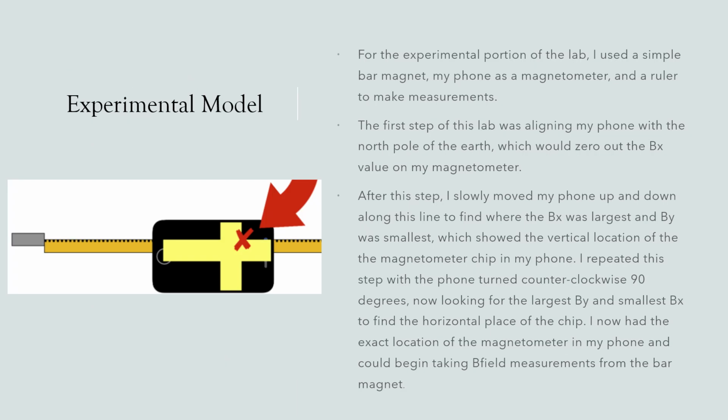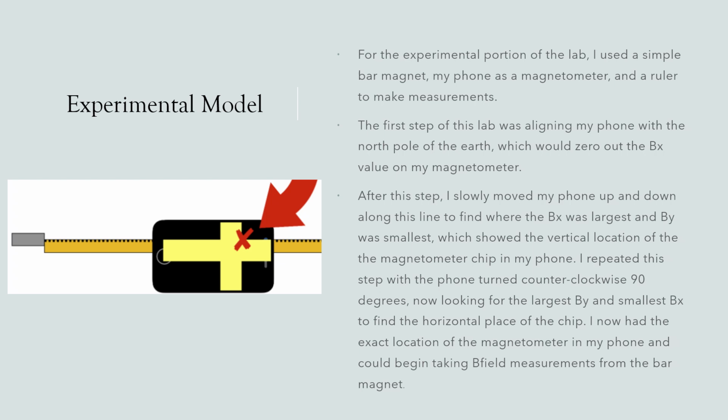For the experimental portion of this lab, I used a simple bar magnet, my phone as a magnetometer, and a ruler to take measurements. The first step of this lab was aligning my phone with the north pole of the Earth, which would zero out the Bx value of my magnetometer. After this step, I slowly moved my phone up and down along this line to find where the Bx was largest and where the By was smallest, which showed the vertical location of the magnetometer chip in my phone.